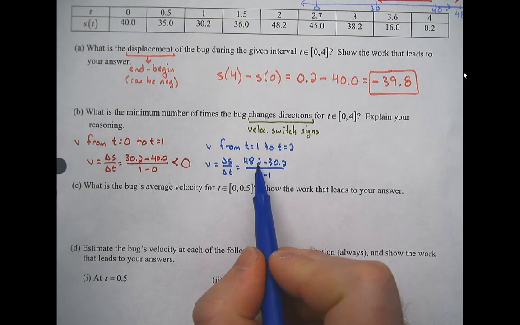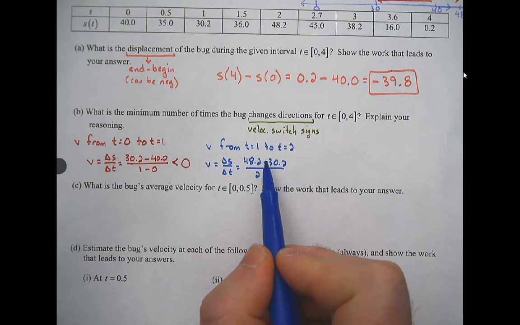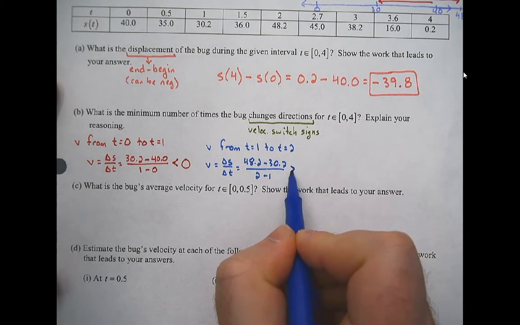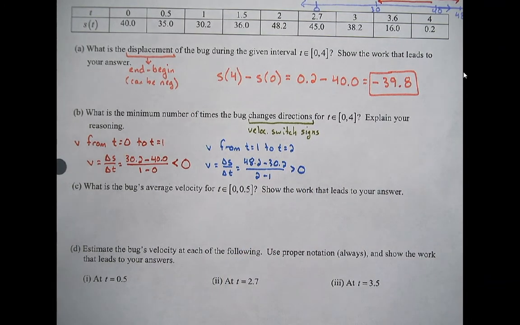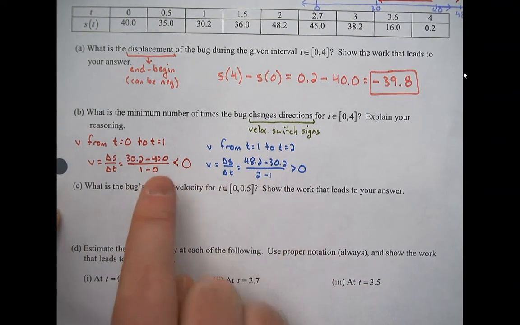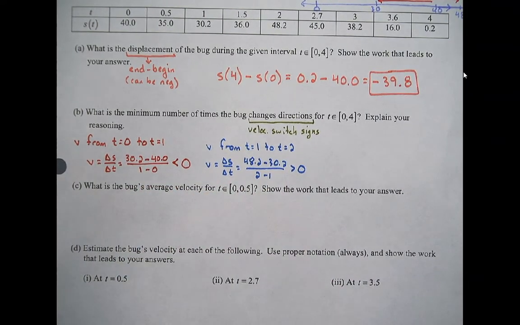So 48.2 minus 30.2 is something positive. 2 minus 1 is positive. A positive divided by a positive is positive. So I've guaranteed that my particle, my bug, I keep getting it mixed up, my bug changes directions at least one time because my velocity switched signs one time. Now, do I know where it switched signs? No, I don't know. But I do know that it switched somewhere.